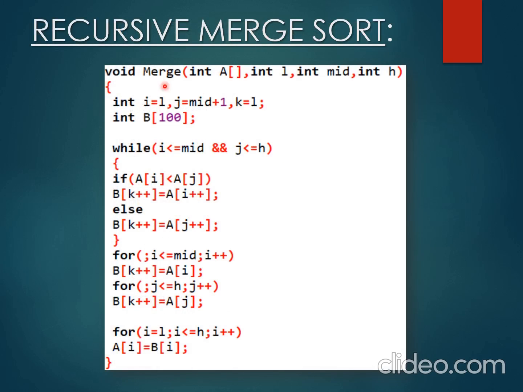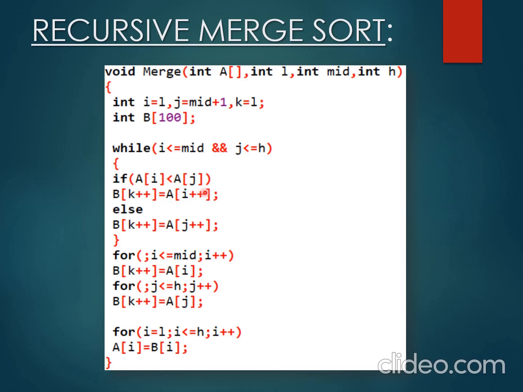Okay, this is the merge function. Here we take the parameters as array, lower end, middle element and higher end. Now we take the elements as i, j, k, where we assign the values of lower end, middle plus 1, and k, that is lower end again. Here the same algorithm or logic works.